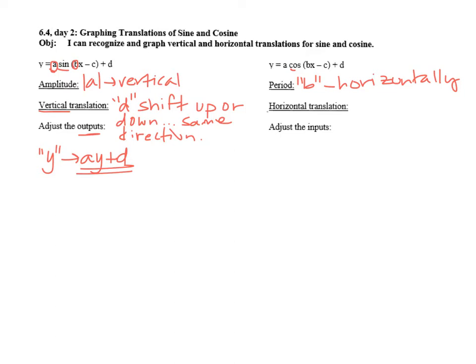The horizontal translation is again what's going to be the tricky one because it deals with the b value, or the x value. If we look at the inside, there's a parenthesis where x is being multiplied by b, but then also there's a minus c in there. If you have anything in the parentheses being added or subtracted to x, that's going to give you a horizontal translation. And what that will do is shift left or right, but in the opposite direction. So if it's adding, you'd move it to the left, and if it's subtracting, you'd move it to the right. It's kind of crazy. So we'll say in the opposite direction.